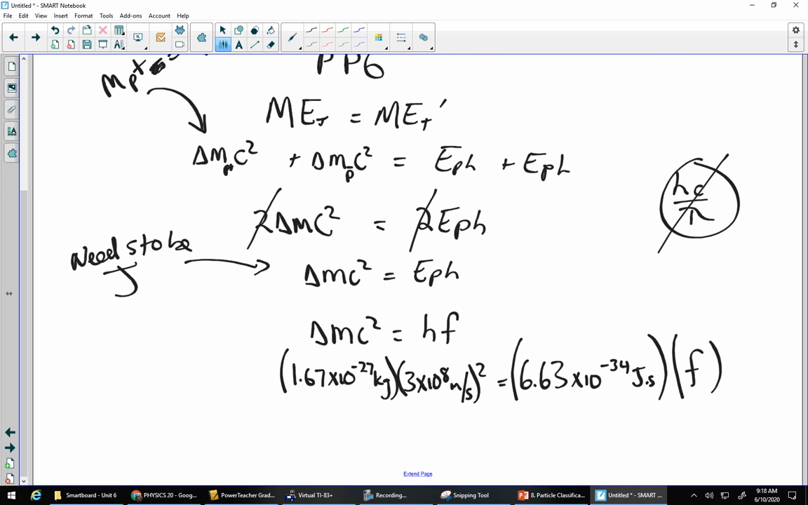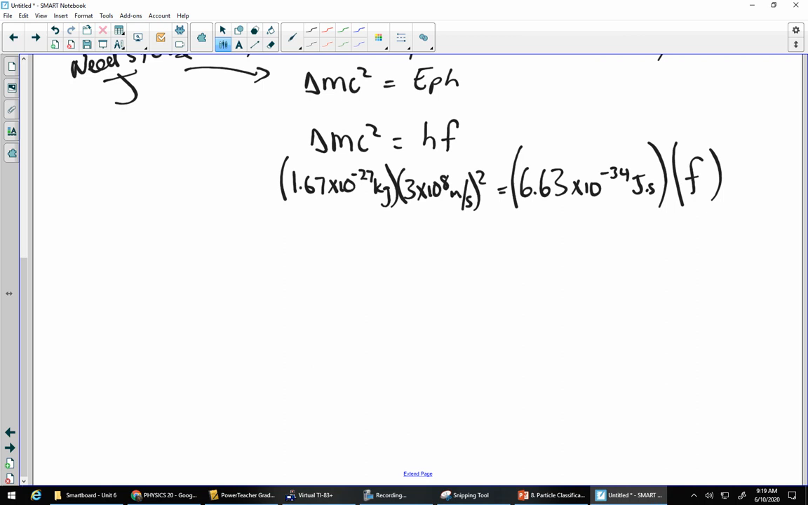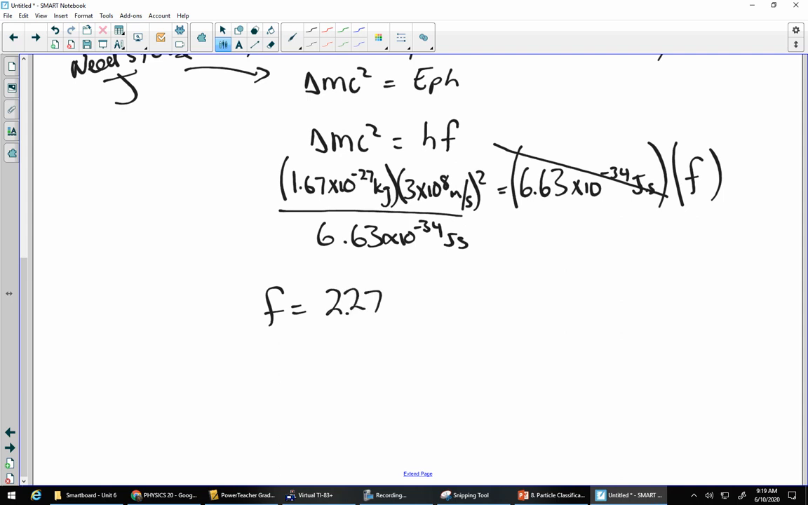So when we rearrange and solve for the frequency, and I'm doing this a little bit backwards from how I usually do, but that's okay, I divide by 6.63 times 10 to the negative 34 joule seconds, so get rid of that one. The frequency turns out to be, let's plug it into the old calculators there, 2.27 times 10 to the power of 23 hertz.